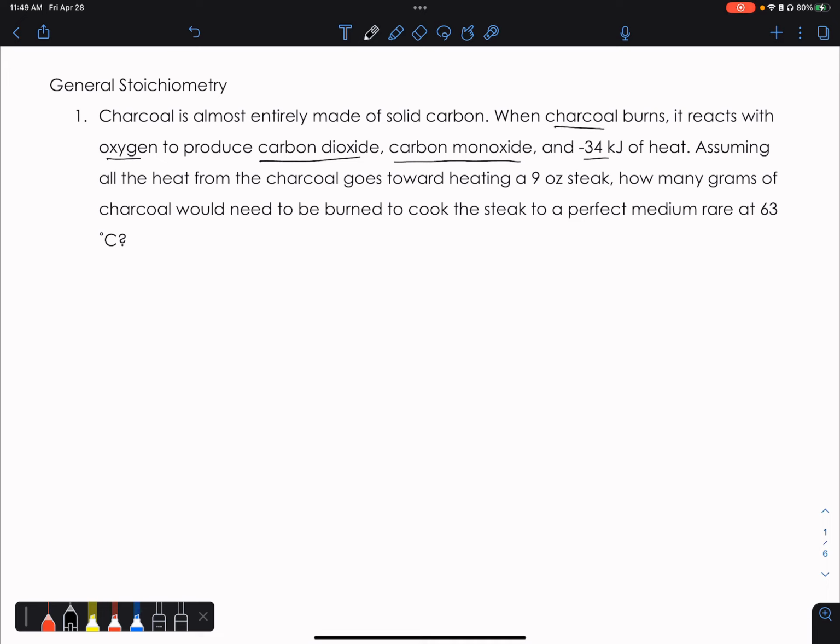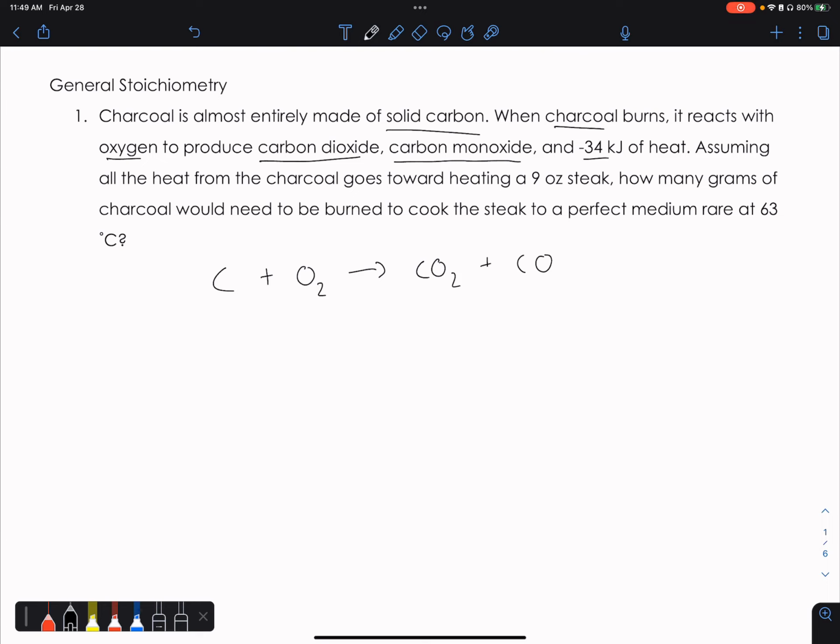We're told here that charcoal is made almost entirely of solid carbon. So if our charcoal is carbon, that's going to react with oxygen, which is O2, because it's diatomic, to produce carbon dioxide plus carbon monoxide. This is a little bit contrived because it's a problem that I made up.